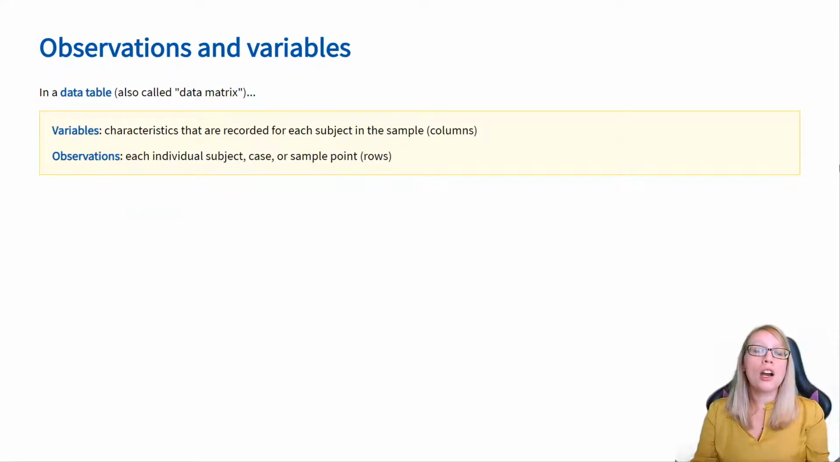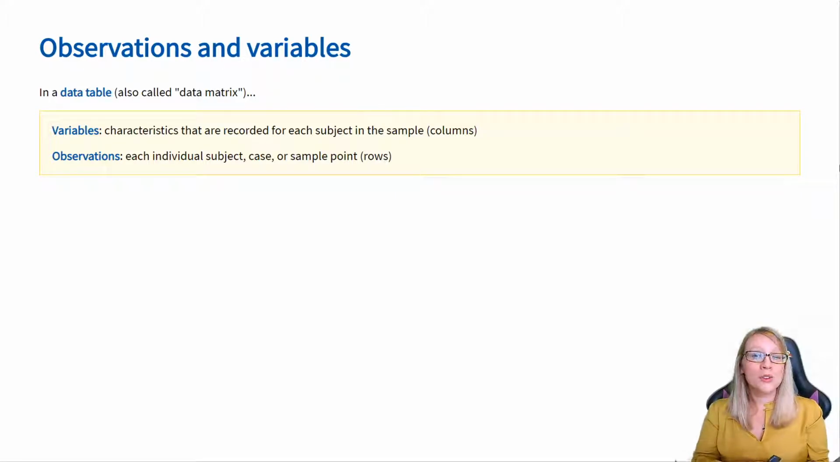So how do we talk about data? Well, we talk about data in terms of observations and variables. So the observations in a data set are the individual subjects or the individual participants in a study. In the health sciences, these are almost always, but not necessarily, the people that we're trying to talk about. The variables are then the individual characteristics that we record for each observation or each subject in our sample.